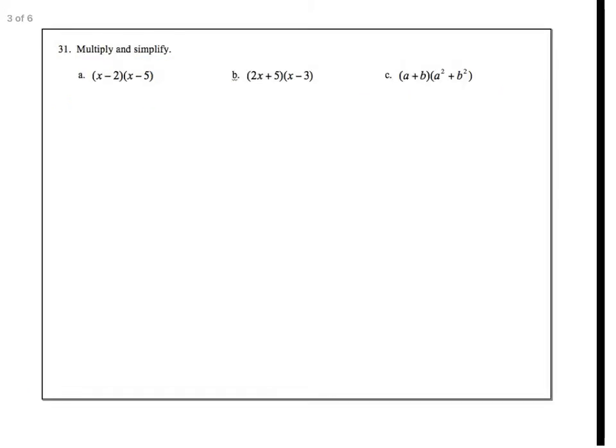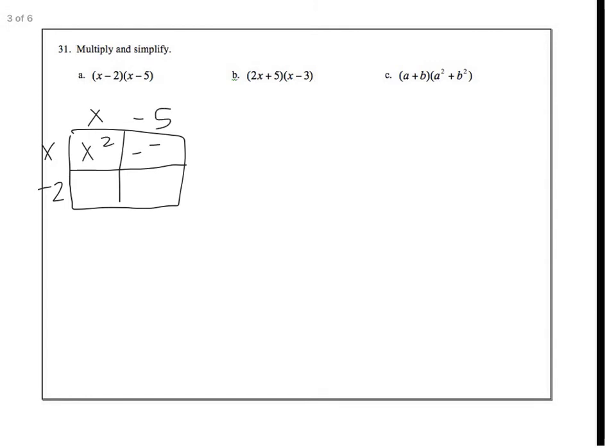Alright, 31, multiply and simplify. You have two options here. I think a lot of you guys are using the box, so I'm going to do that for a problem. And we can also distribute, so I'm going to do x minus 2, x minus 5. We fill it in, so I get x squared minus 5x minus 2x and plus 10. Remember that these guys go together, so that gives me x squared minus 7x plus 10.